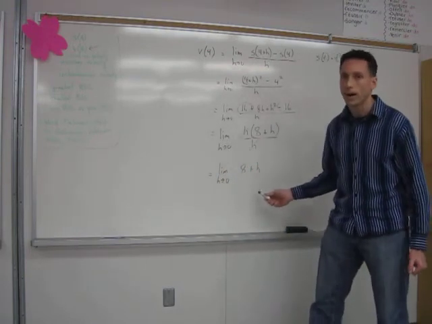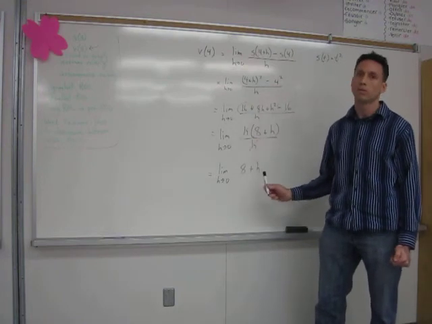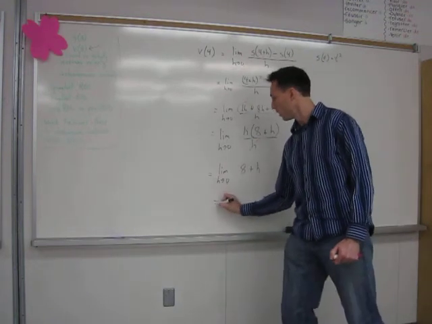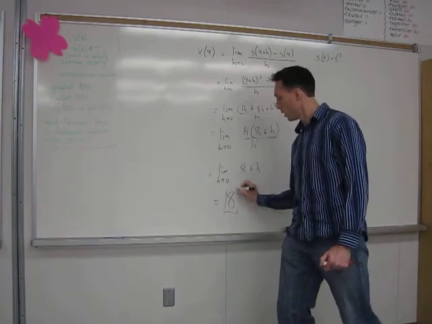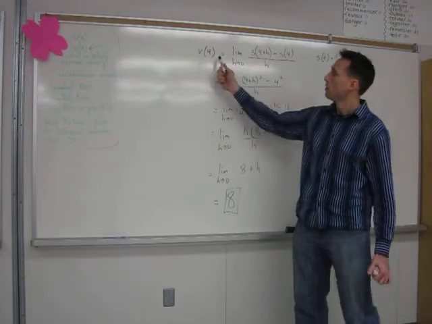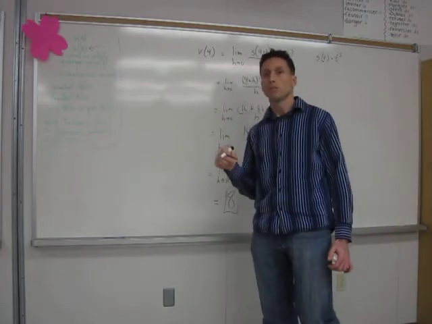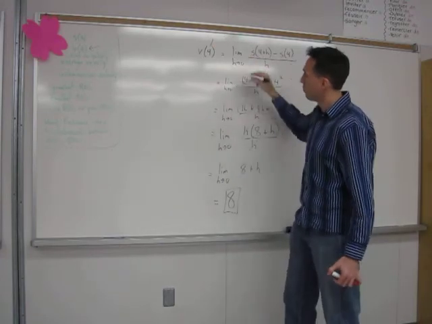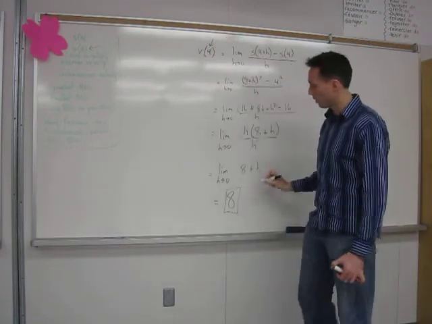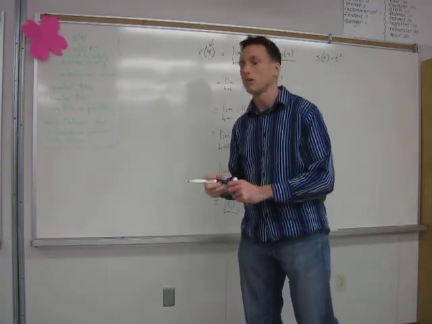And at this point, I have no problem plugging in h is 0. It's not going to give me 0 over 0. So I can just say that this is 8 plus 0, which is straight up 8. So at exactly 4 seconds, the instantaneous rate of change, or velocity, at 4 seconds is actually 8 meters per second, if those are indeed your units.